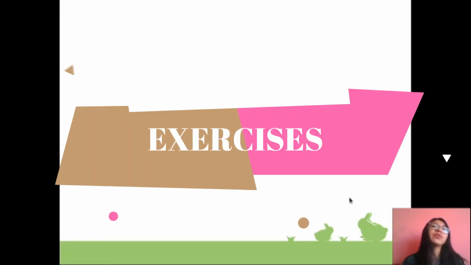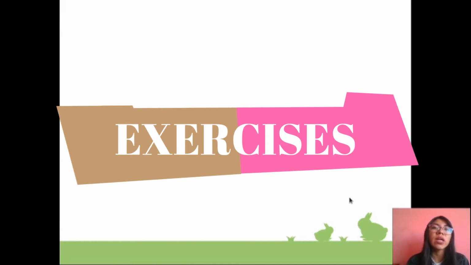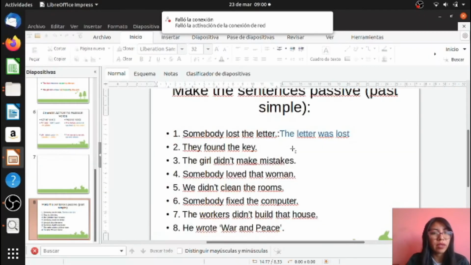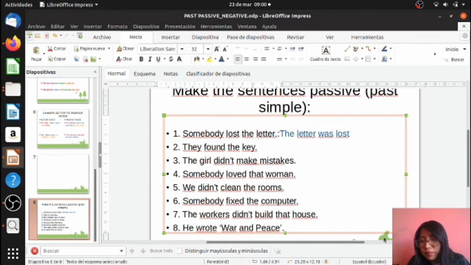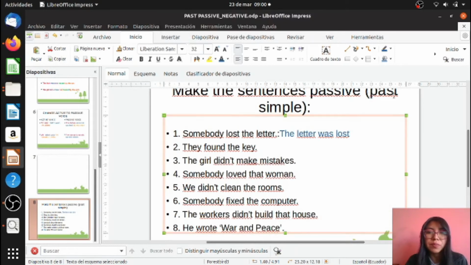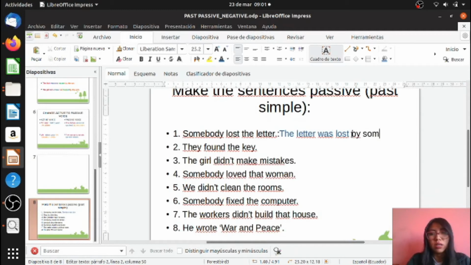Okay, we are going to see some exercises, so let's go to practice. Yeah, pay attention there. Make the sentence passive. Remember, we are going to use past simple, okay? Somebody lost the letter. The letter was lost. In this case, we don't know exactly who made the action, so we don't need to put by someone.